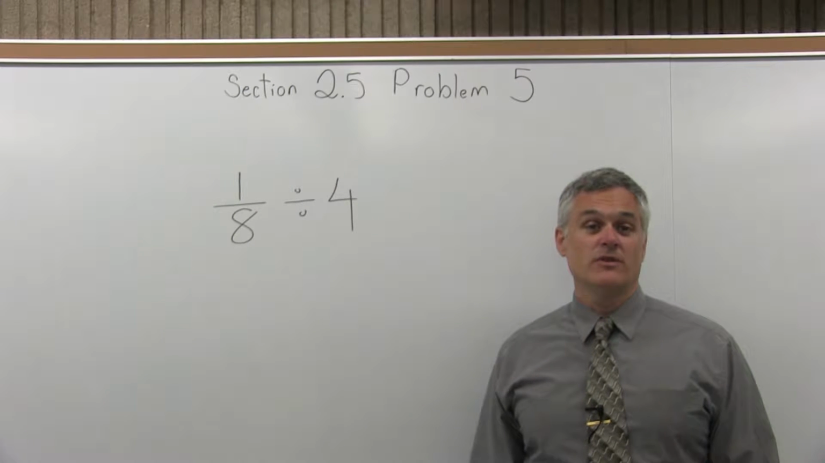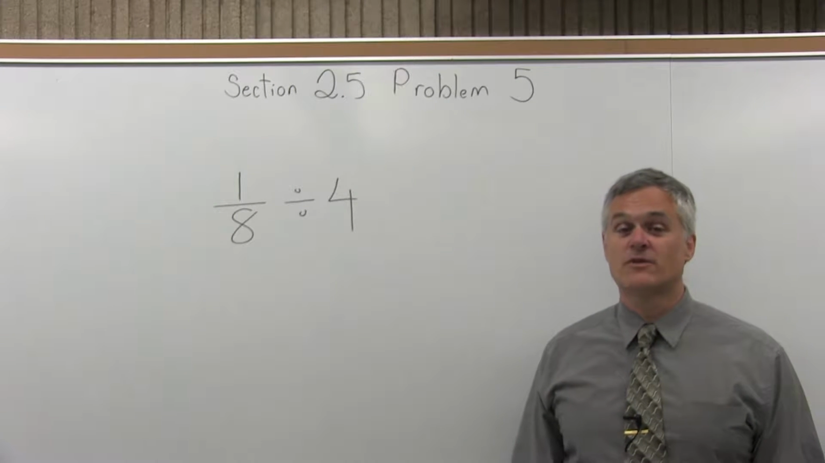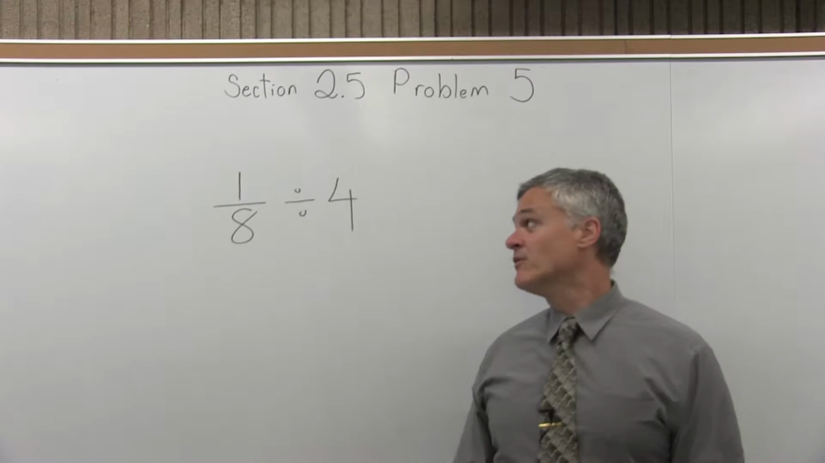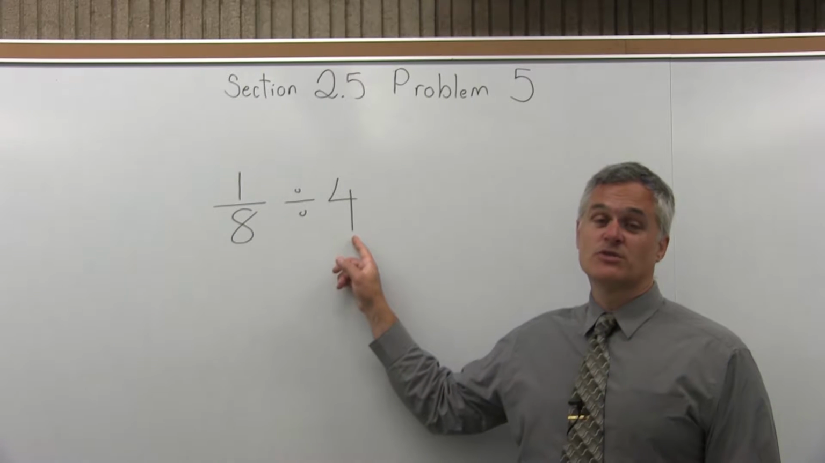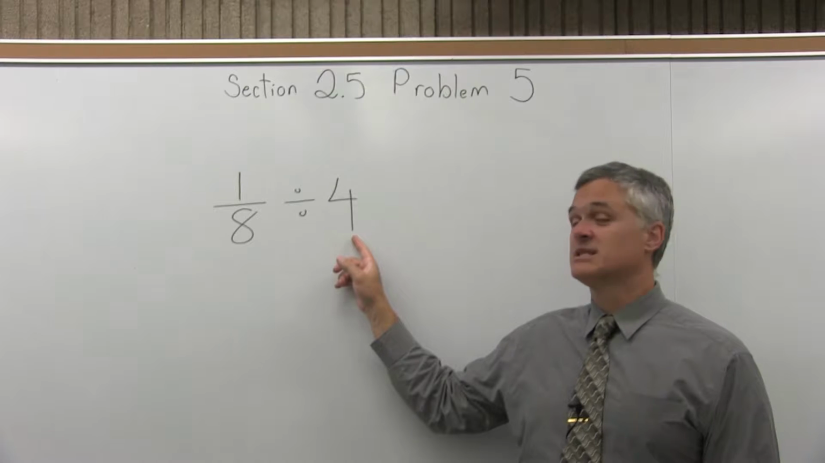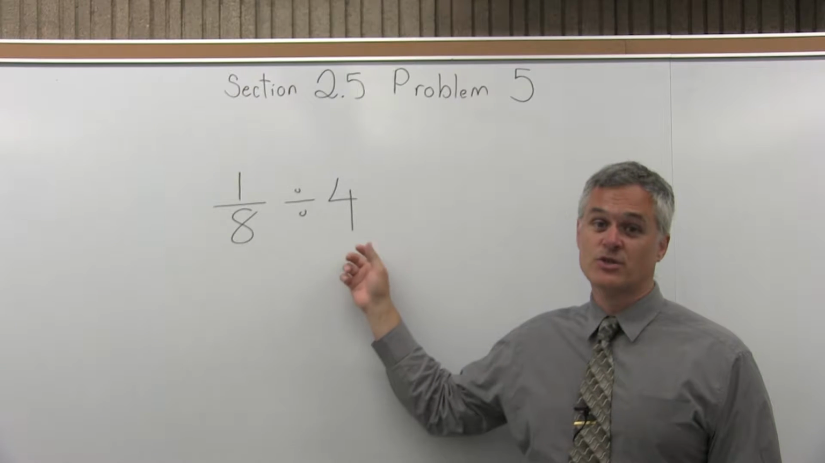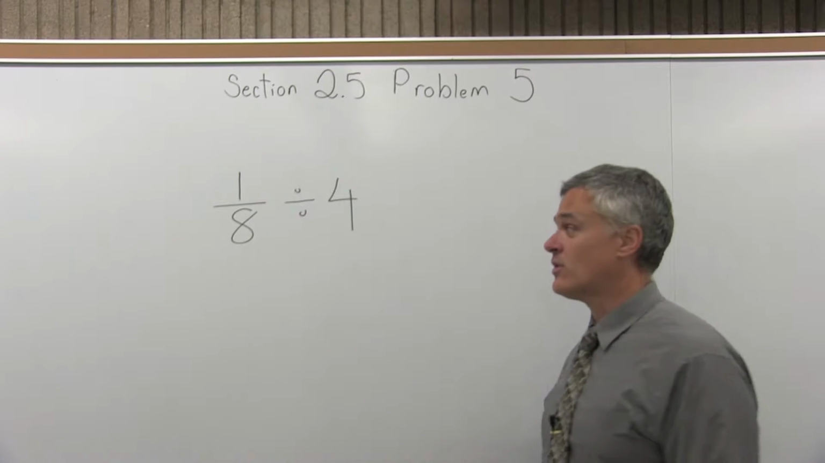This is Section 2.5, Problem 5. It says divide the fractions 1/8 divided by 4. So when you have a problem with fractions and one of the numbers is written as a whole number, oftentimes it's helpful to write everything as a fraction. So the 4 can be rewritten as 4/1.